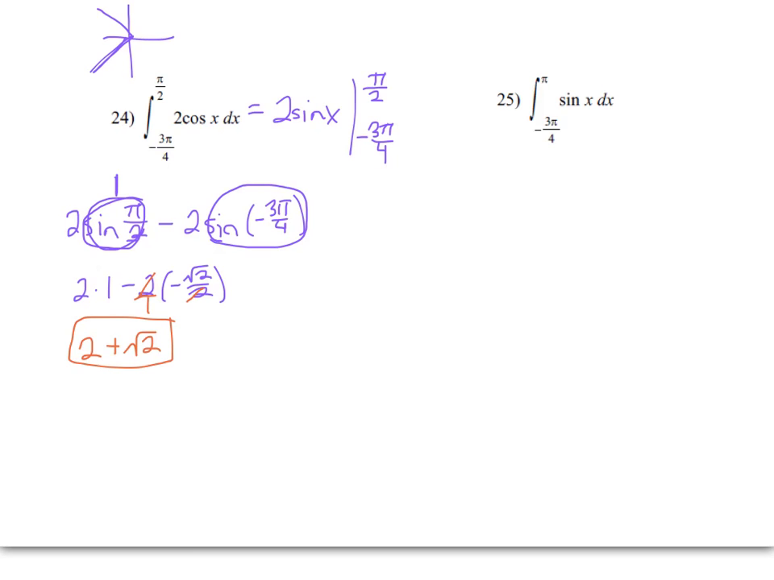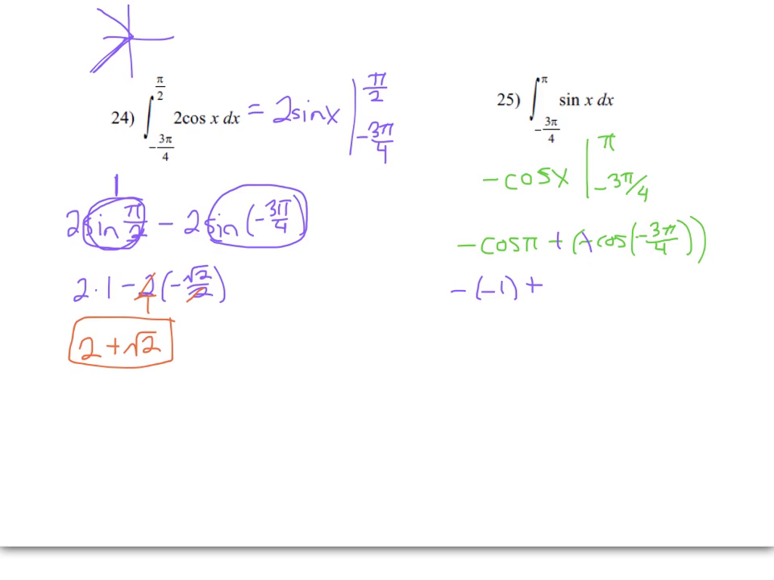On 25, the integral of sine x is negative cosine x. So I evaluate at pi and negative 3 pi over 4. And I'm going to plug in. So cosine of pi, cosine is our x value. Cosine of pi is over on the left side, so that's -1. So negative, -1. These two negatives can cancel and make a positive.